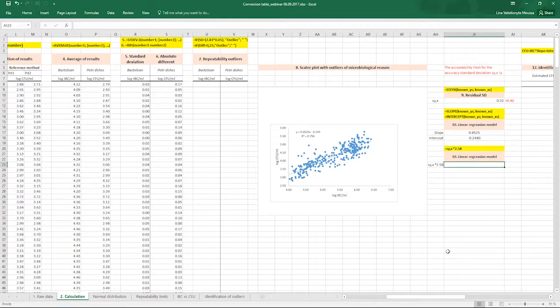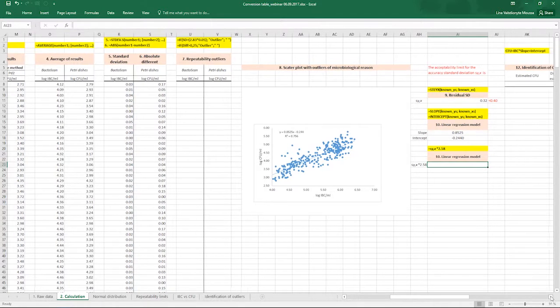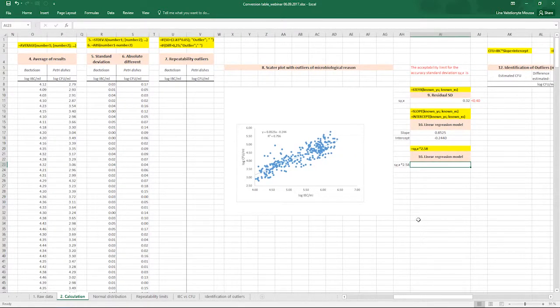To check for microbiological reason outliers, the accuracy standard deviation multiplied by 2.58 will be our limits. Standard deviation multiplied by 2.58, we are getting a value 0.8252.